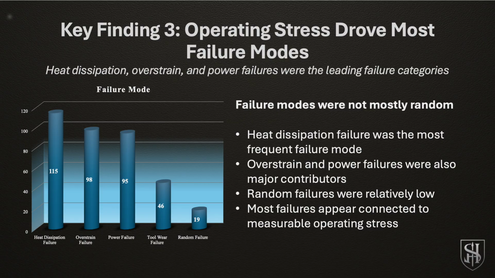If failures are connected to heat, strain, power load, and wear, then maintenance teams can monitor these conditions and respond before a failure occurs. This finding supports the broader recommendation for condition-based maintenance. Instead of relying only on reactive repairs after breakdown, leadership can use operating indicators to identify where failure risk may be increasing. The key takeaway from this slide is that the largest failure categories were tied to measurable operating stress. That makes the case stronger for a preventive maintenance pilot using early warning indicators.